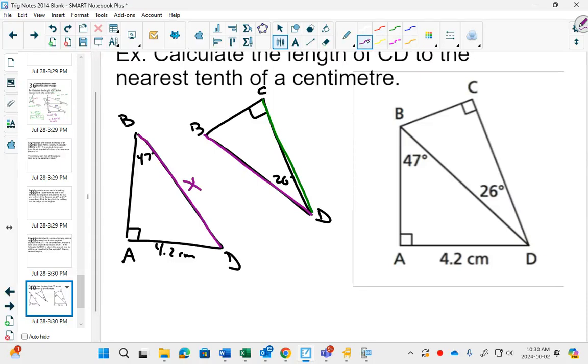SOHCAHTOA. Can you see that you could use SOHCAHTOA? I want to find the X, which is the hypotenuse. So I have to use either sine or cosine. If I'm using the 47, I know the opposite side. So that means I'm going to set this up with my sine definition. Sine of 47 degrees is the opposite side, which is 4.2, over the hypotenuse, which we chose the letter x.